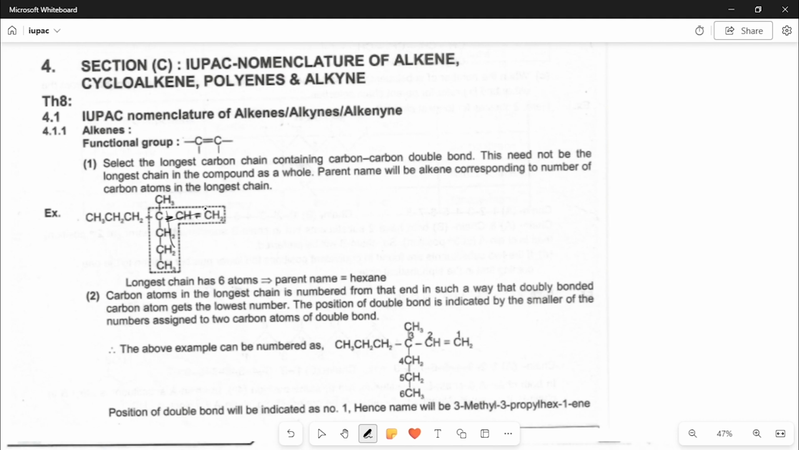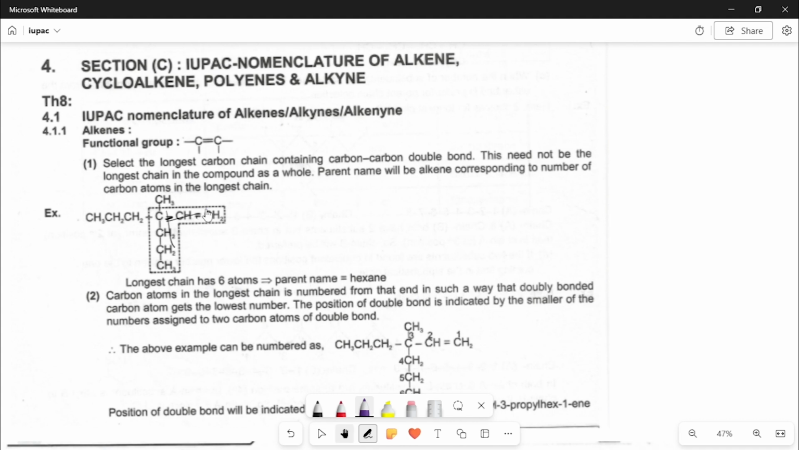Okay, so the longest chain has 6 atoms. Parent name hexane, hex because it's 6, 1 2 3, and ane. I guess they haven't named it here. Don't get confused, they're gonna be naming it later.